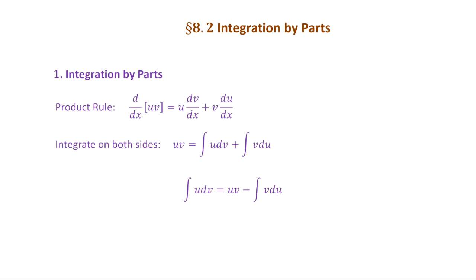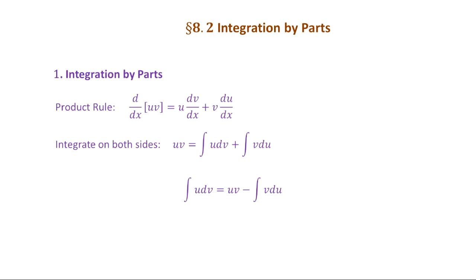Okay, then you integrate both sides of this rule. You can get u times v on the left, because when you take the derivative of u times v and then integrate, you should get u times v back from the fundamental theorem of calculus. On the right side, you got two terms, u dv plus v du, two integrals.